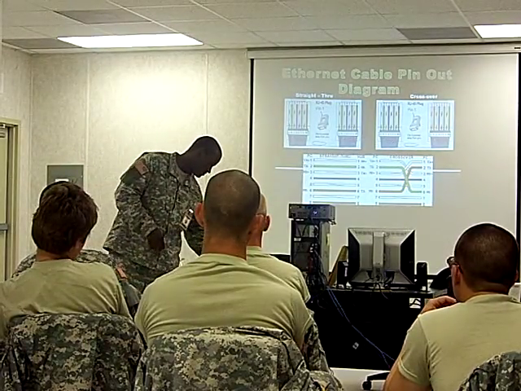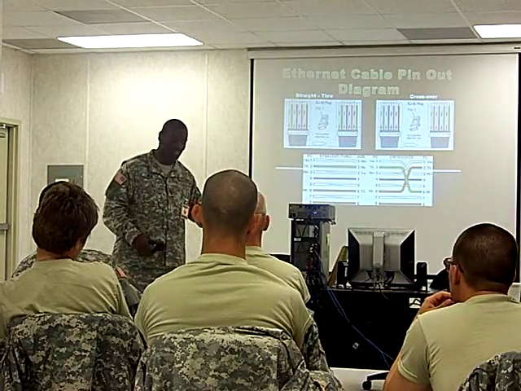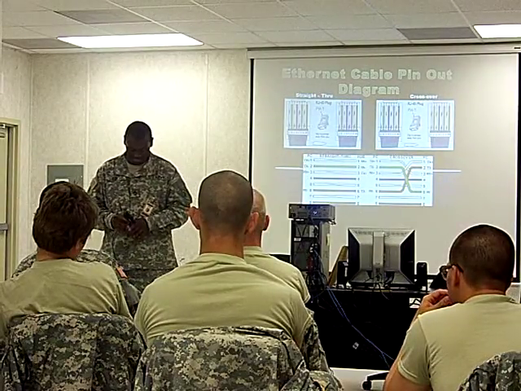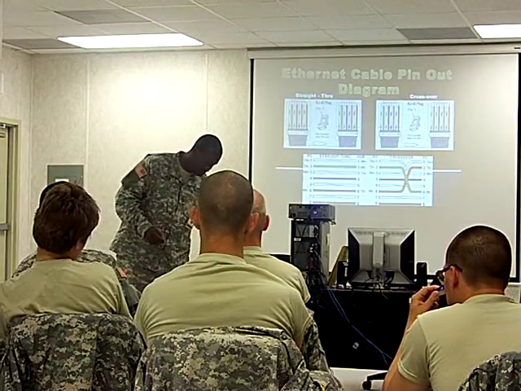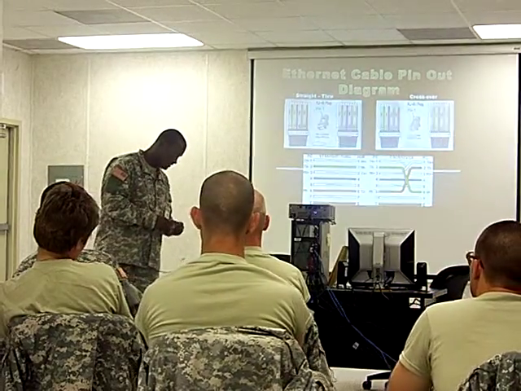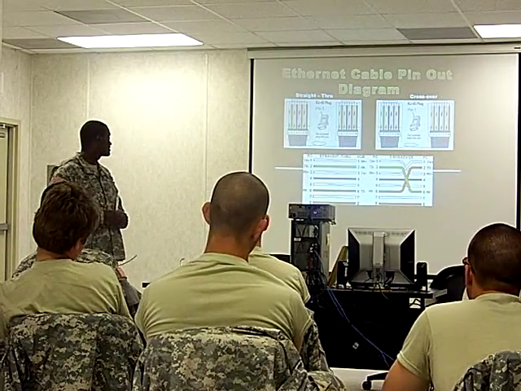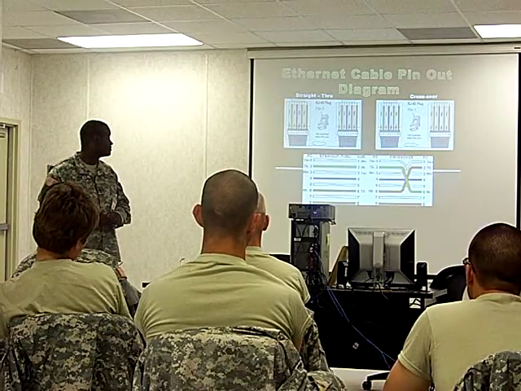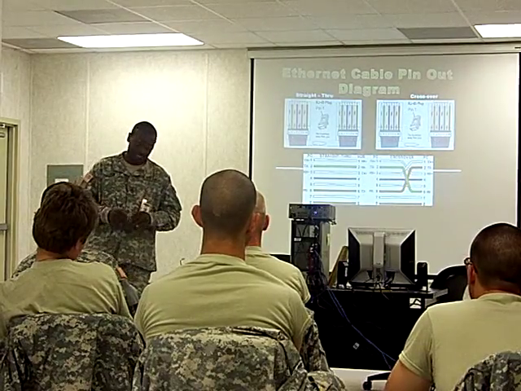Now we're going to make the cable. First thing you want to do is grab your crimpers, strippers, and then cut the end. After you cut and strip the end, you want to put the wires in the correct order. As you can see in the diagram, it is set up white green, green, white orange, blue, white blue, orange, white brown, brown. So we'll put them in that order.